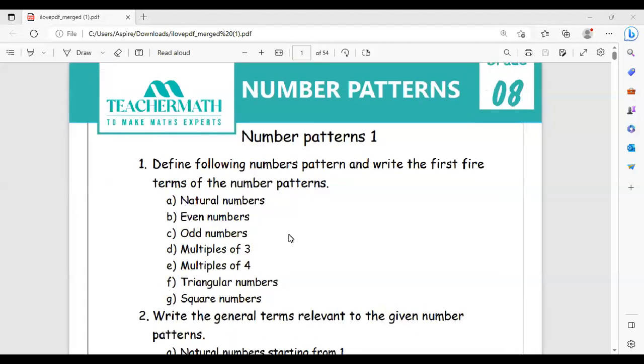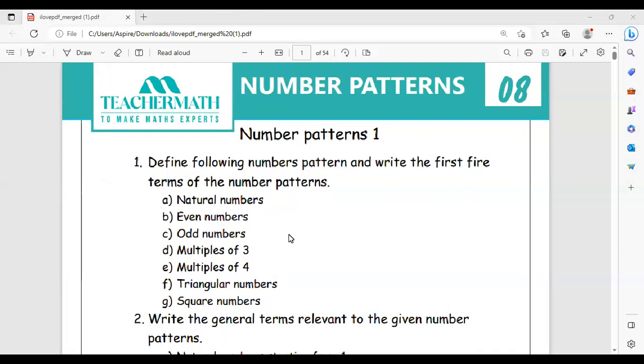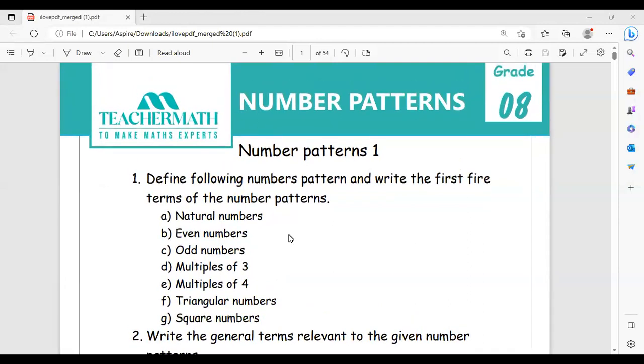Okay, then let's start the discussion of the tutorial. First lesson, it is number patterns. If you are not able to hear me properly, please let me know, okay?